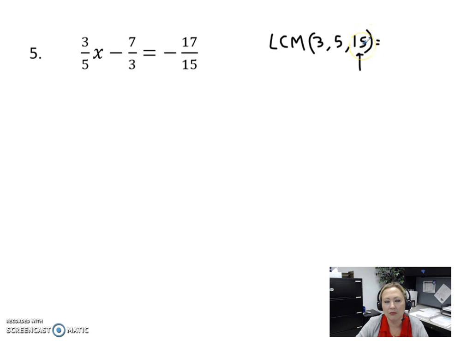So 15 obviously goes into itself one time. 5 goes into 15 evenly 3 times, and 3 goes into 15 evenly. So our least common multiple, the smallest number that they all go into evenly, is 15. Okay, so the next thing is to multiply both sides of my equation by this least common multiple.